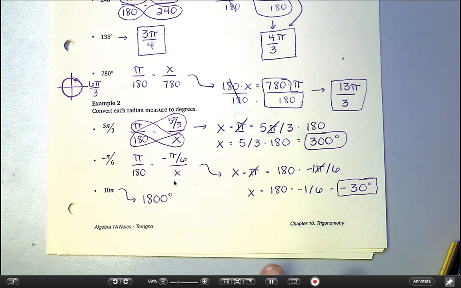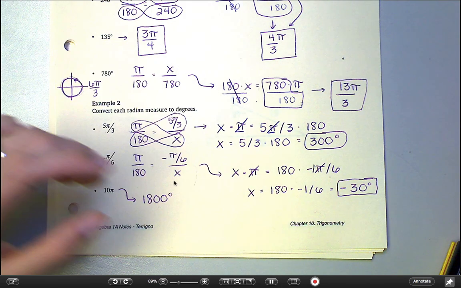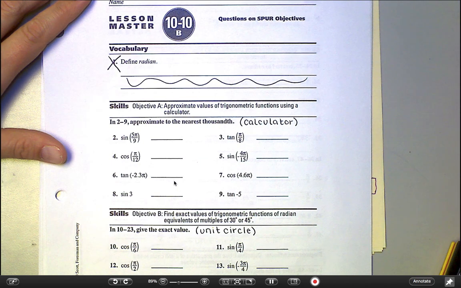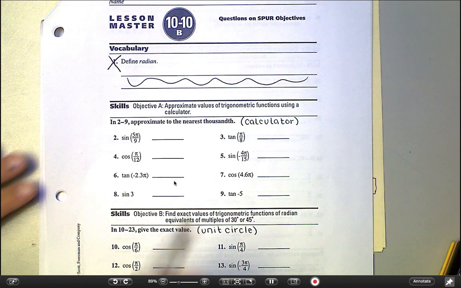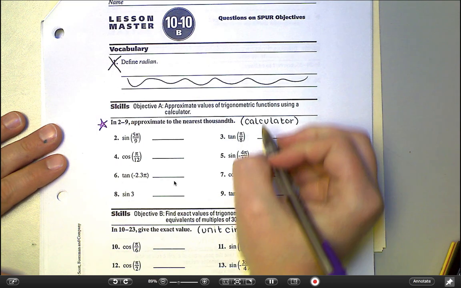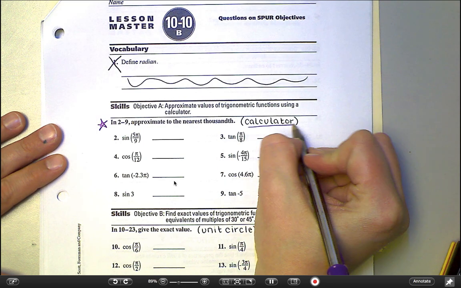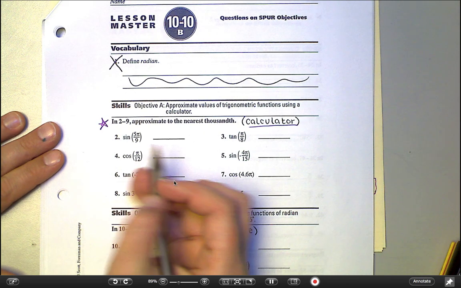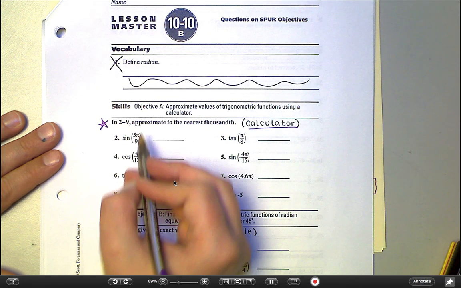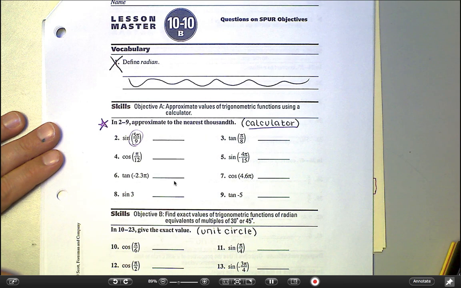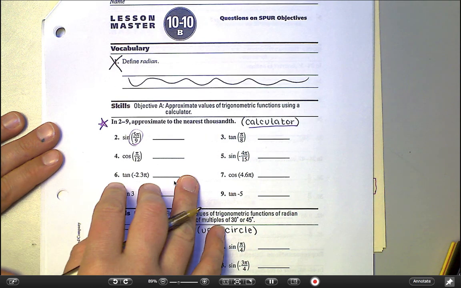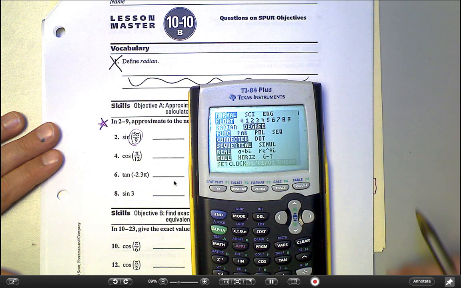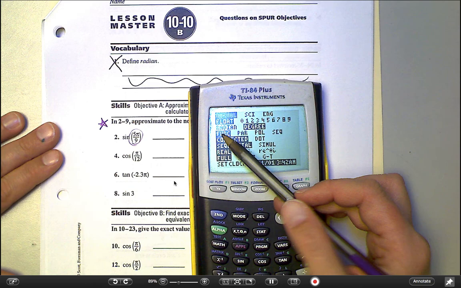Okay, so that's really it for the lesson for today. I do want to take one quick second and mention one thing on the homework. So your homework for tonight is lesson 1010B. And this very first section, I gave you the hint that you want to be using your calculator, okay? The problem you're going to run into is now you're using sine and cosine with angles that are being measured in radians. Before you put these into your calculator, you have to make sure that your mode is set back to radians, okay?